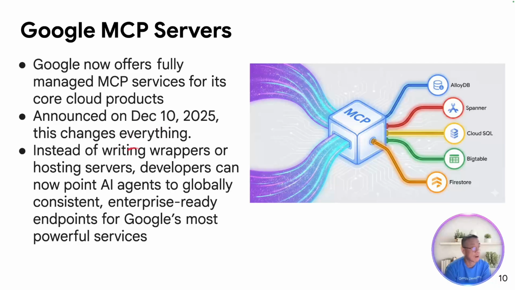Okay, and then instead of writing wrappers, instead of hosting servers, now developers just have to point the AI agent to a global, consistent, enterprise-ready endpoint for all the Google services out there. So as you can see, there are Firestore, Bigtable, BigQuery, Cloud SQL, Spanner, AlloyDB. All these are official Google services, and they are all using a single point where the agent can connect.